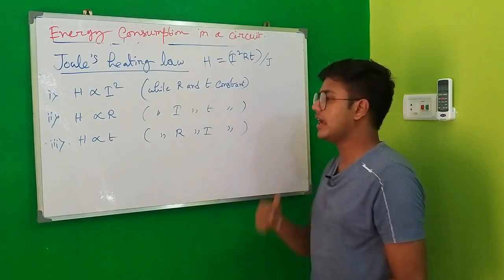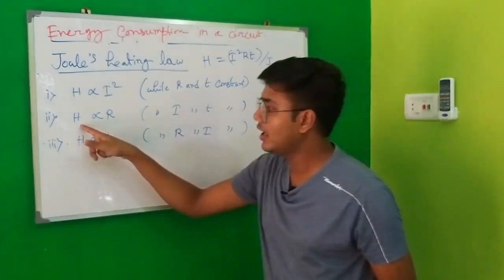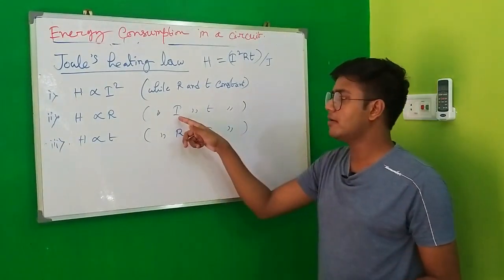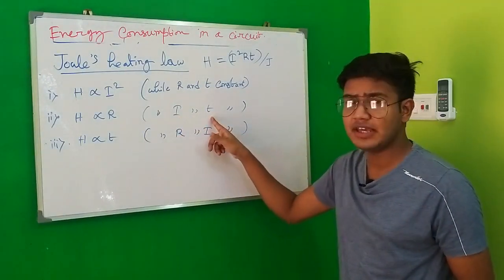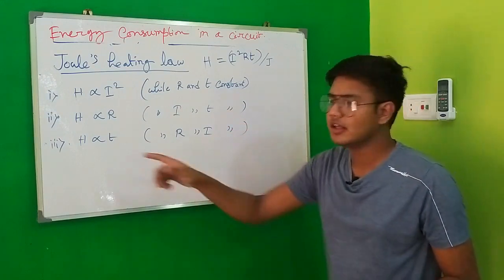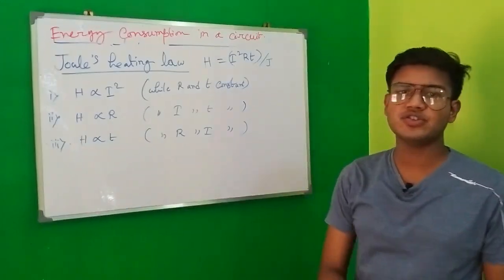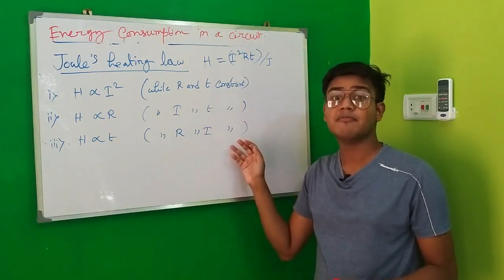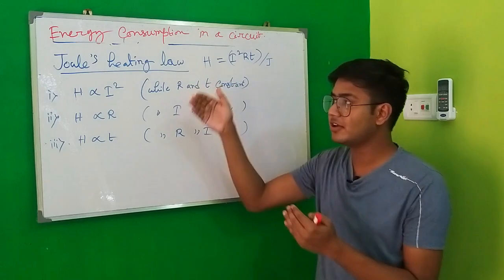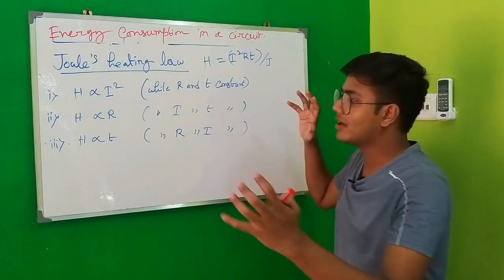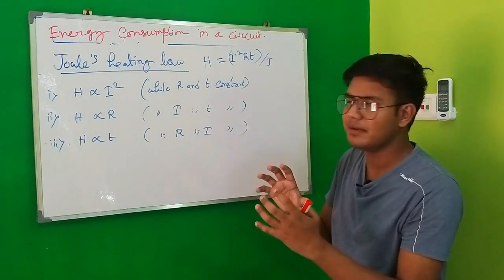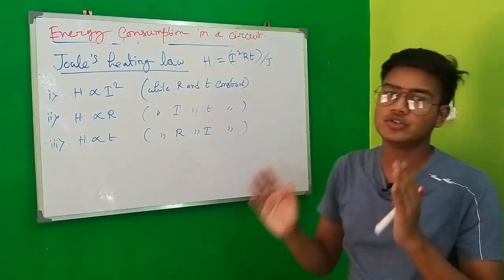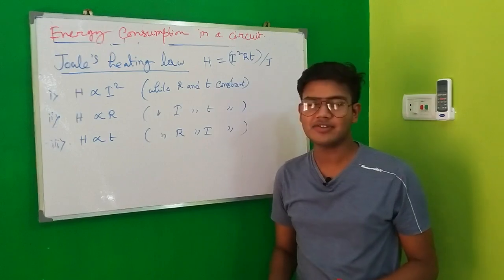Second dependency: the heat is directly proportional to the resistance, while the passing current and the time t are constant. Finally, the heat is proportional to the time, while the resistance and the passing current are constant. These three dependencies are there, and by combining these three dependencies you get this formula, and that is all about Joule's heating law. So that's all for today.